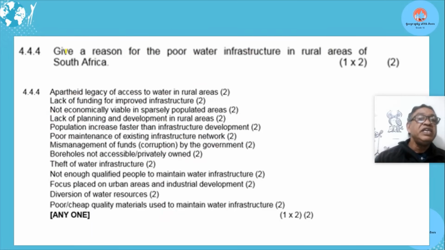Give a reason for the poor water infrastructure in rural areas of South Africa. And notice, this is a nice question because the word "give" comes out here, and you think you just have to state. Watch the mark allocation. It's 2 marks. So you have to give an explanation. And that's what you need to watch out for in geography also.